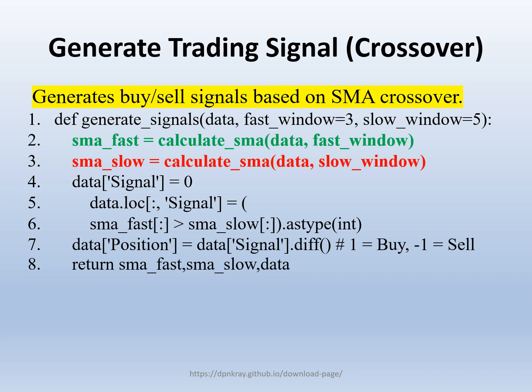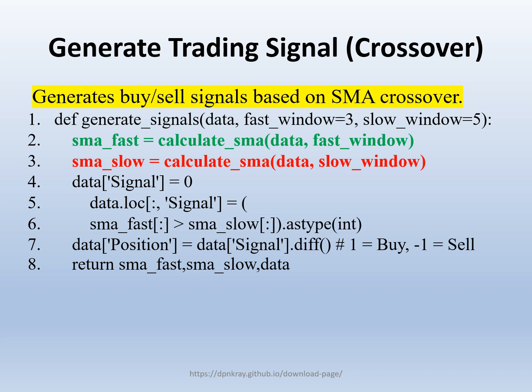Now with this fast and slow SMA we can define a function, trading signal generation. Here I have defined it in this way: generate signal, with data as one parameter and two more parameters. The second parameter is a fast window of size 3 and a slow window of size 5. Then I have calculated the fast SMA, then the slow SMA.